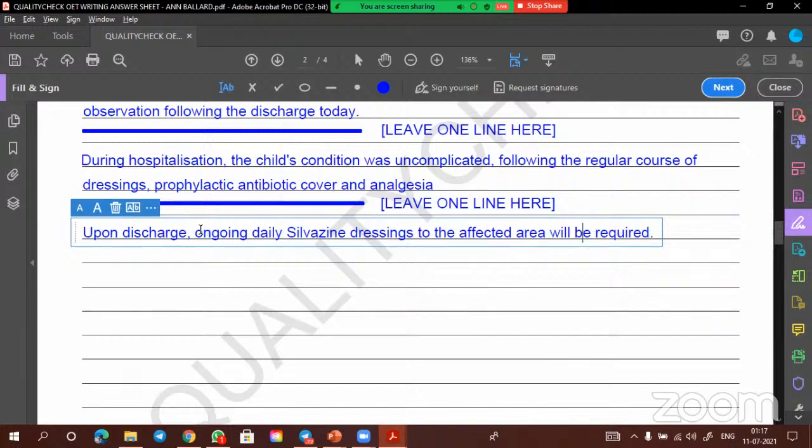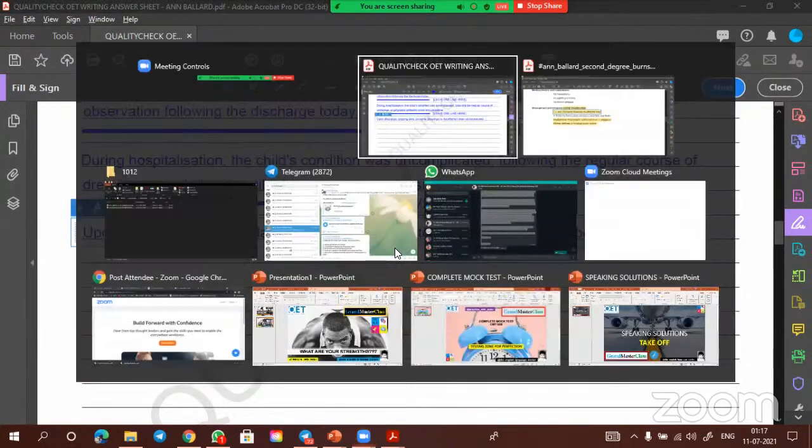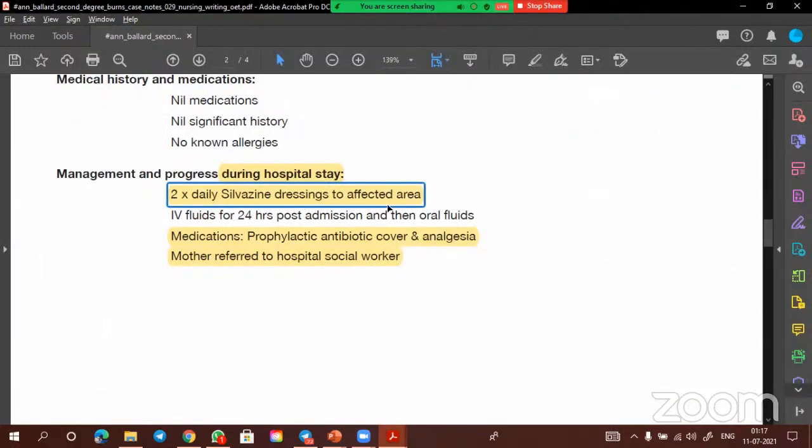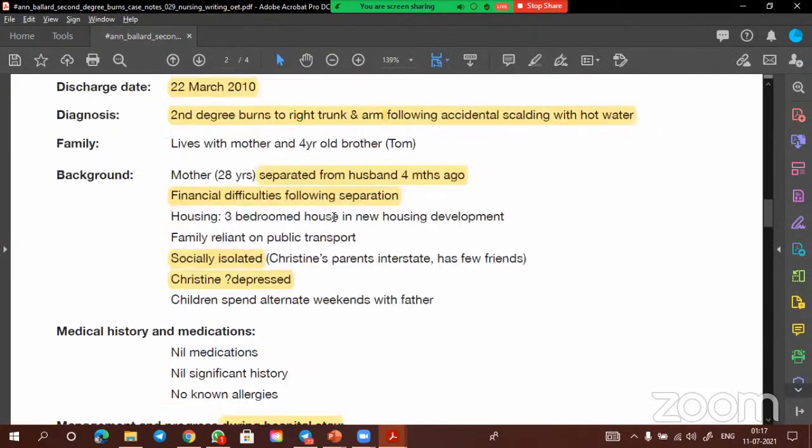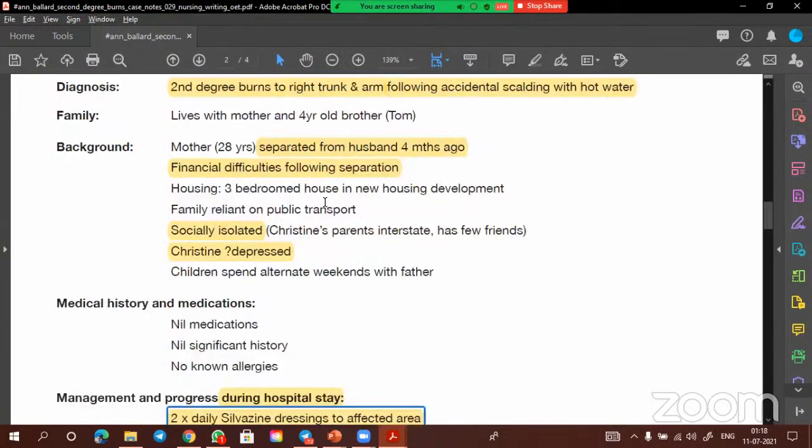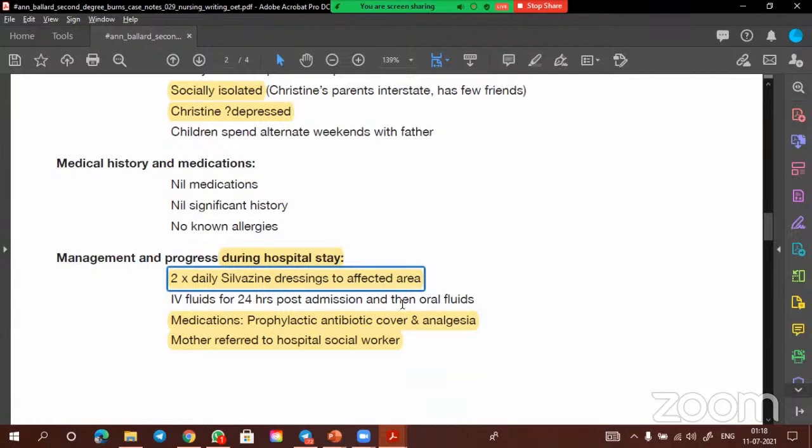Upon discharge, ongoing daily silversine dressings to the affected area will be required. Okay, right. Fine. That is number one. Other than that, so this is there. Then coming to this, you can see here. Then there is no other treatment here. These IV fluids, all these are also not necessary. Remember this.